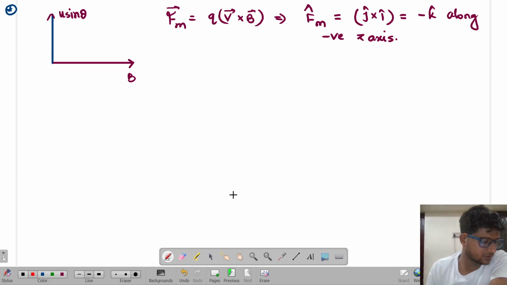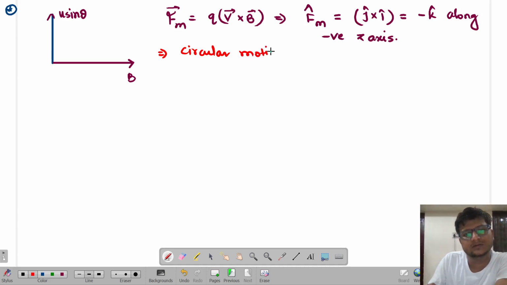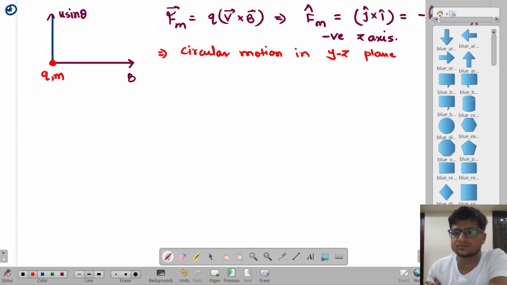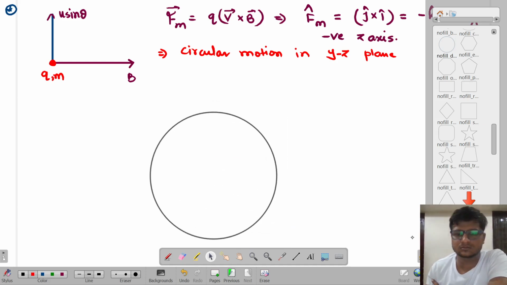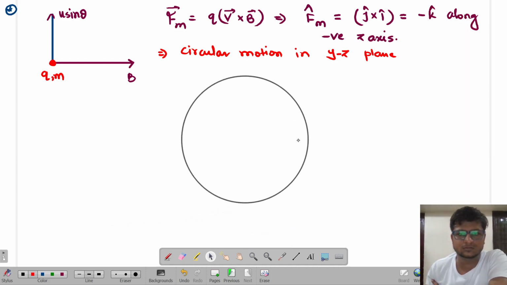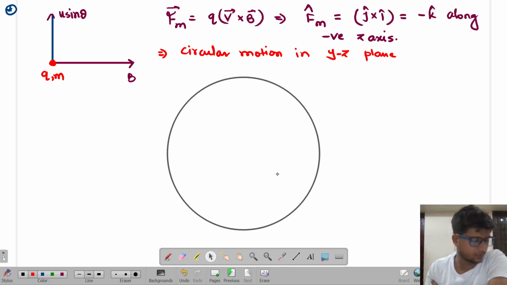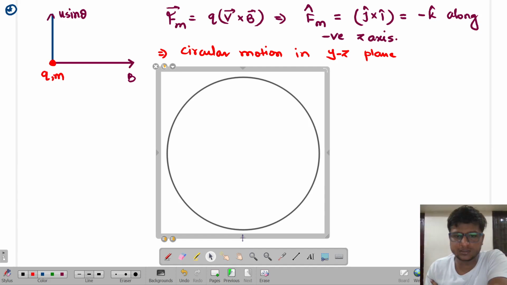We'll talk much more about that. But let us write this situation then. Basically, this means that there is a circular motion of the particle in the YZ plane. Yes or no? Let us denote that circular motion. We'll talk in very great detail about this part.